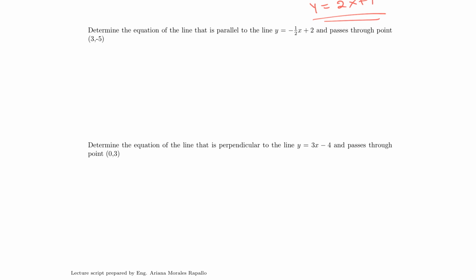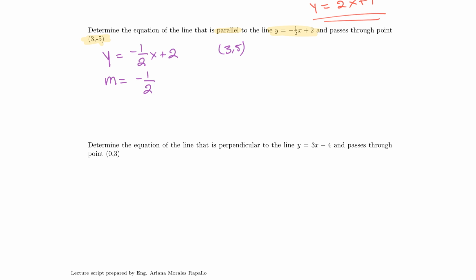Now let's do the next one. It says determine the equation of the line that is parallel to the line y equals minus 1/2 x plus 2 and passes through point (3, 5). Again, this is the line for which we have to find the parallel one that passes through this point. So let's write down what we are given. Here we have y equals minus 1/2 x plus 2 and it passes through (3, 5). The slope here is minus 1/2, and we are asked to get the parallel.